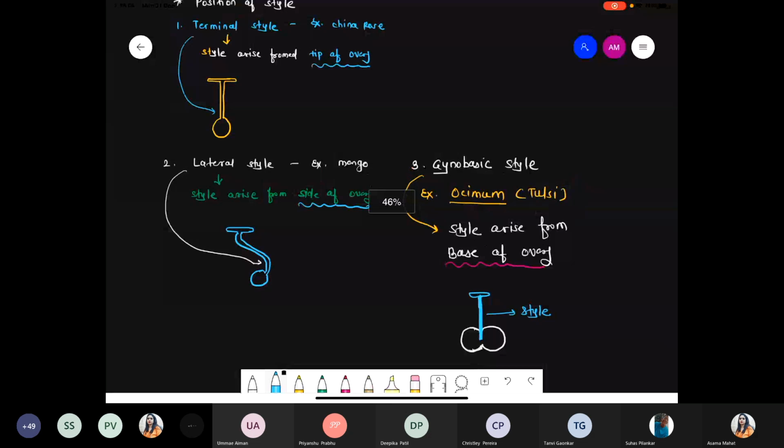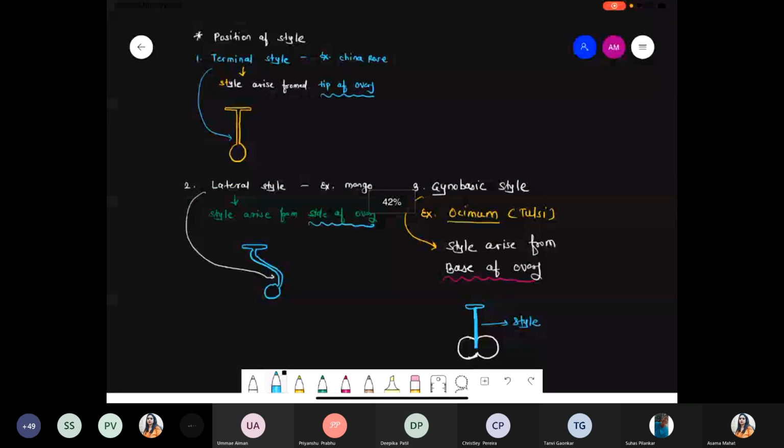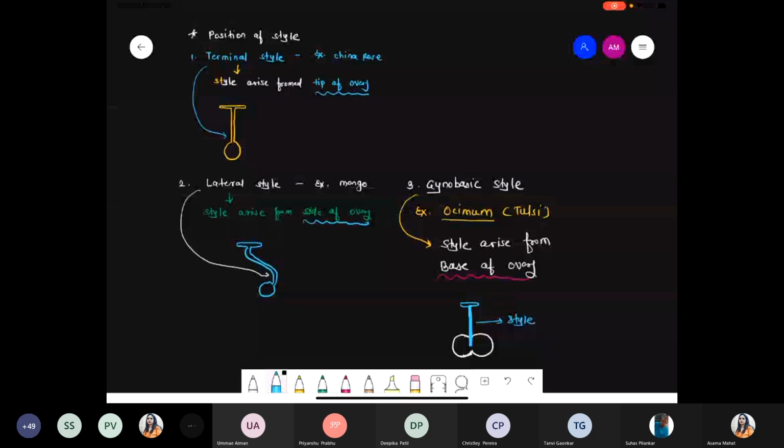So quickly check, these are the last points for the gynoecium, the position of the style. Number one, terminal means exactly from the tip or apex position of the ovary, example China rose. Lateral means from any side, left or right, not from the tip region. Such a condition of the style is called lateral, present in mango. Now gynobasic: gyno is gynoecium, basic means base. The style arises from the base of the ovary. Simple example: tulsi, botanical name Ocimum. Done. Next batch. Done.